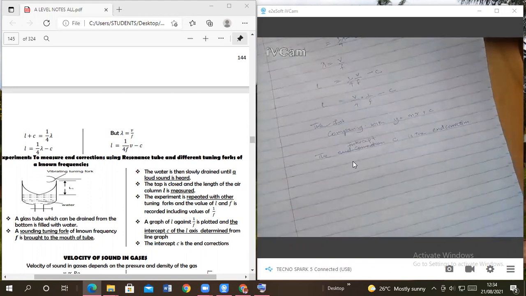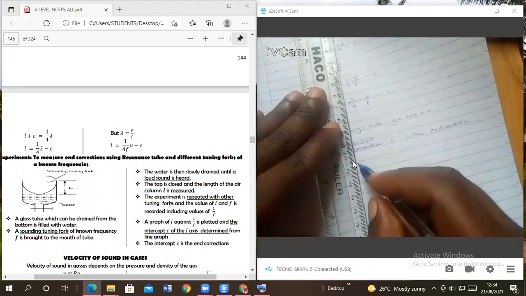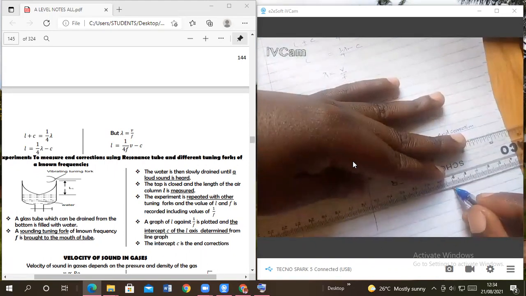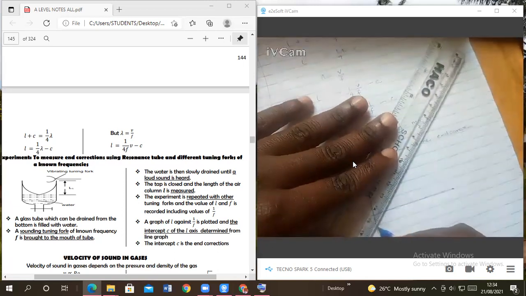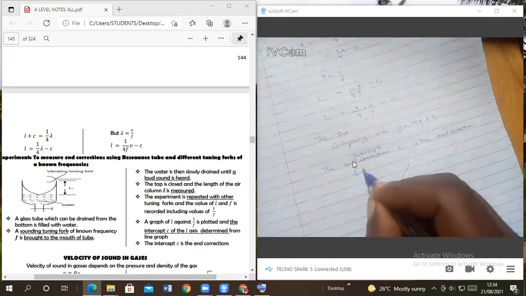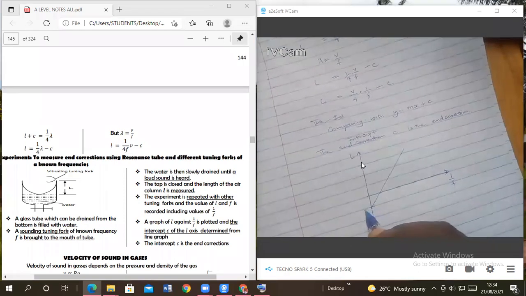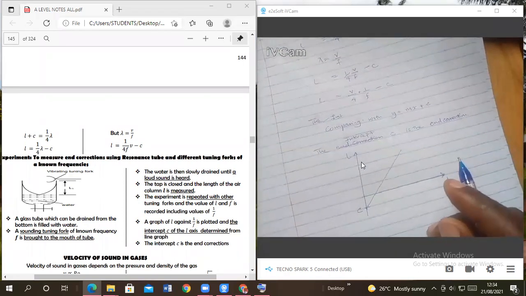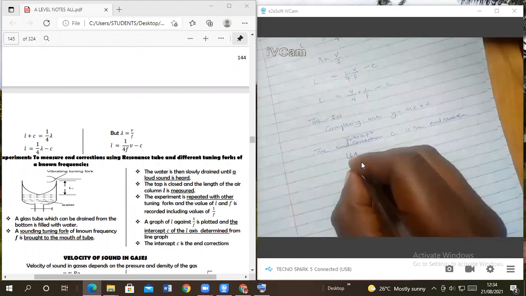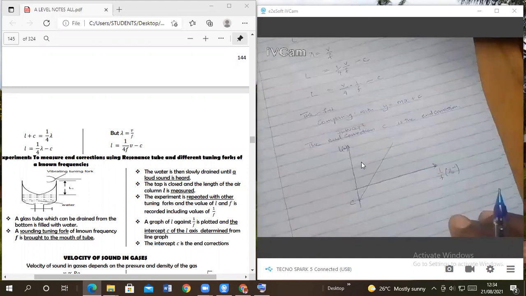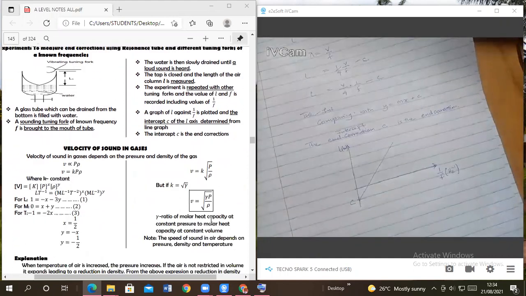Go ahead and show them on the graph that you know what this is and how my graph looks. Put L, then put 1 over F, then put C. Put the units here, meters, and here. Okay. Is it okay? Yes.